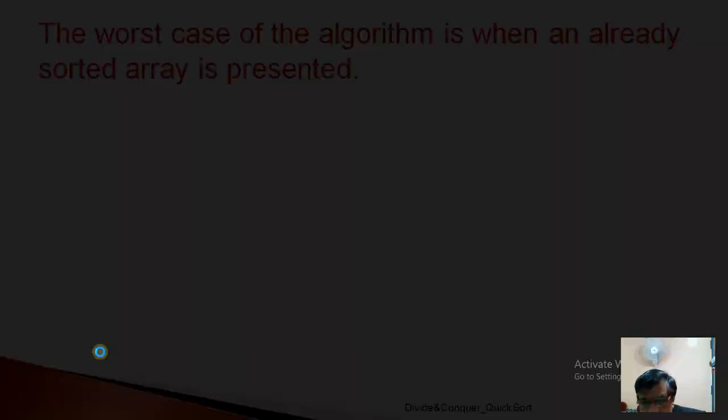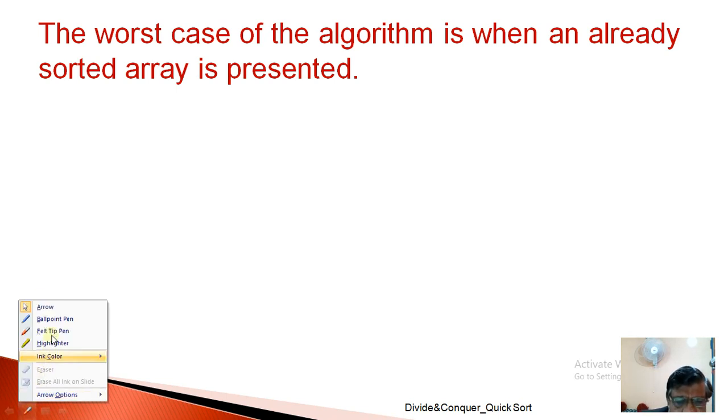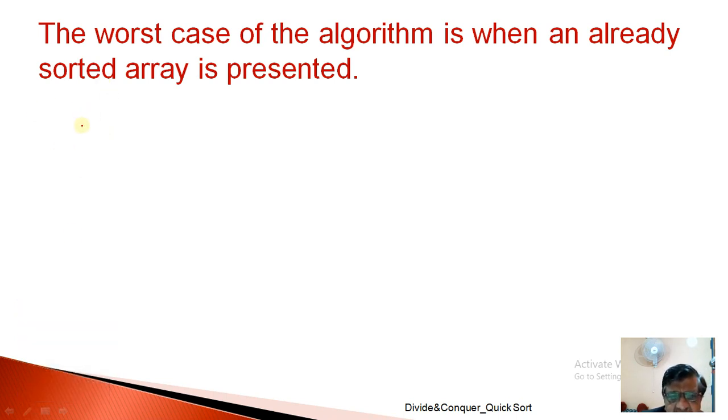We will just go. The worst case of the algorithm is when an already sorted array is presented. That means if we give an array which is already sorted in ascending order, and if we ask the quicksort algorithm to arrange it again, it will suffer. It will find its greatest suffering. We will see by taking an example.